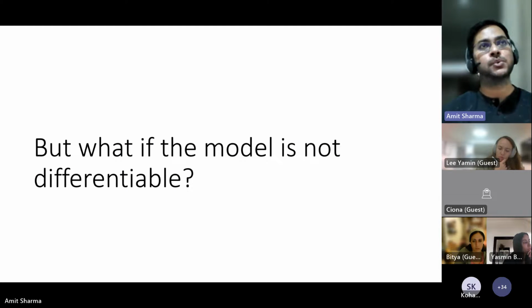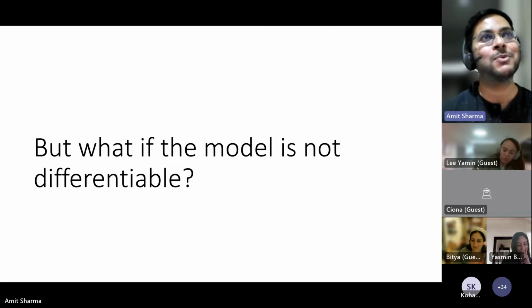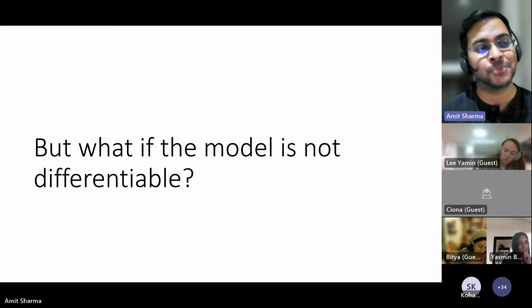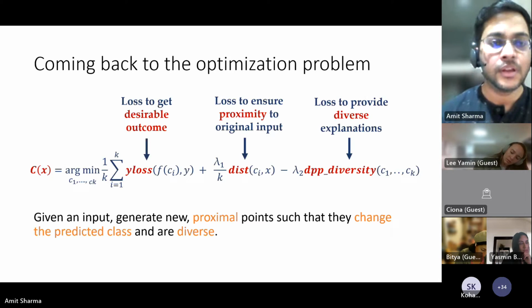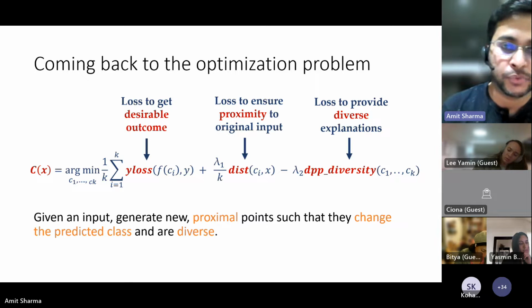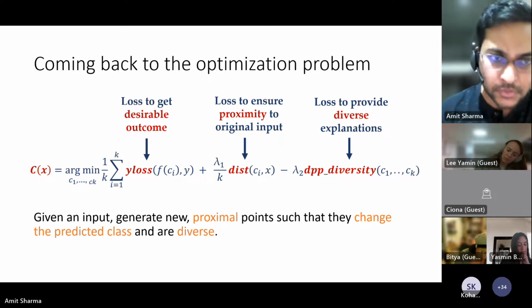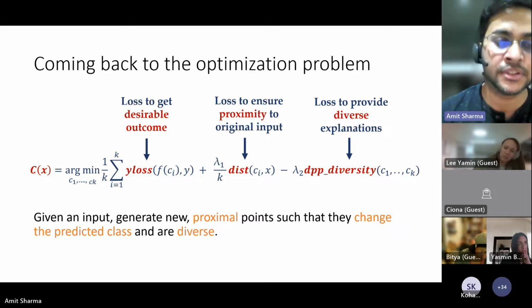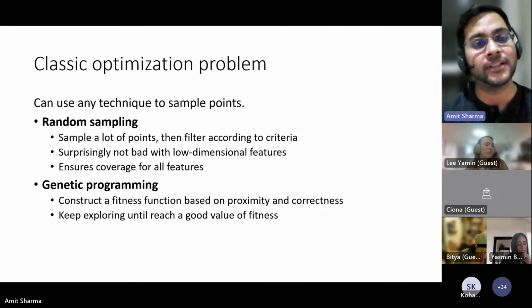But as we did this work, we realized that most people are not interested. When we open sourced this library, most people said that this doesn't work for us because we use sklearn, right? And we use all these non-differentiable models, and your method does not work for them. So we came back to this optimization problem and thought about what we really wanted. And what we really wanted was these 3 things again, right? Just the desirable outcome, proximity, and diversity. And so can we do it without gradient descent was the next question. And it turns out it becomes simpler in some sense.